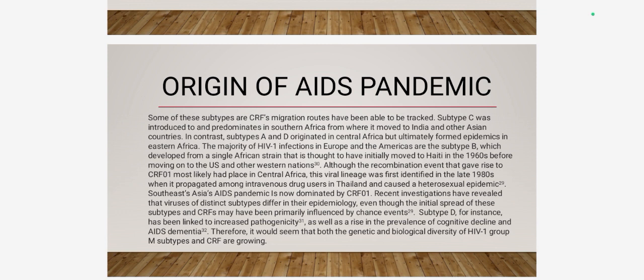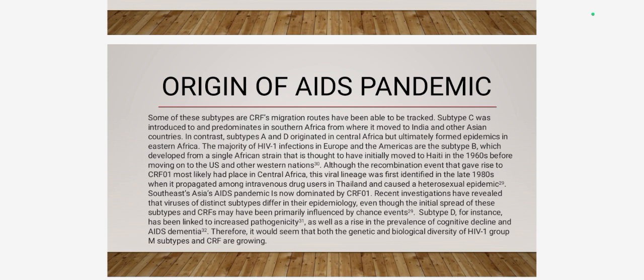Subtype C was introduced to and predominates in southern Africa, from where it moved to India and other Asian countries. In contrast, subtypes A and D originated in Central Africa but ultimately formed epidemics in Eastern Africa.